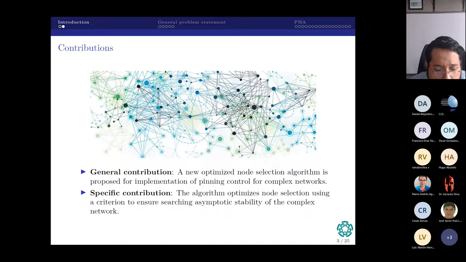A specific contribution is the algorithm-optimized node selection using a criterion to ensure asymptotic stability of the complex network. For this technique, it is necessary to implement the V-stability tool. This is described in reference 8 of the paper.